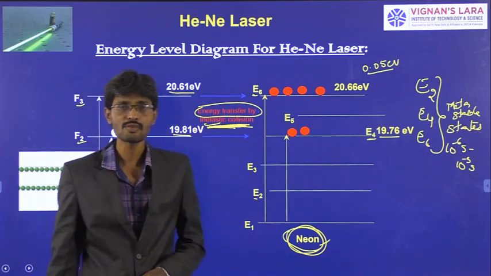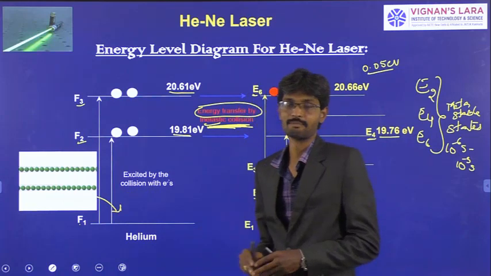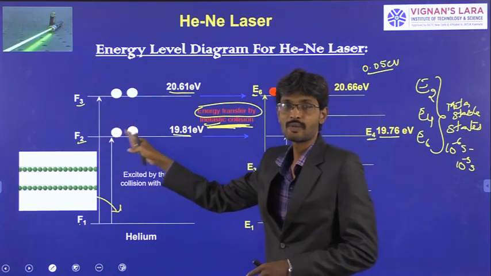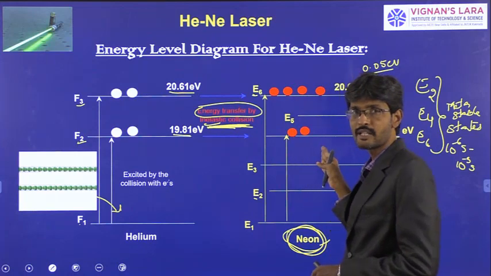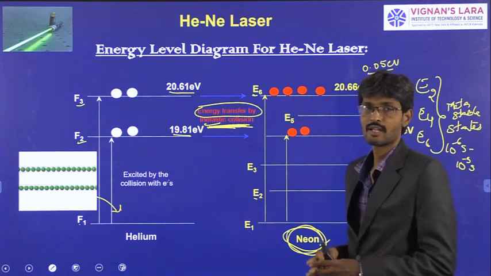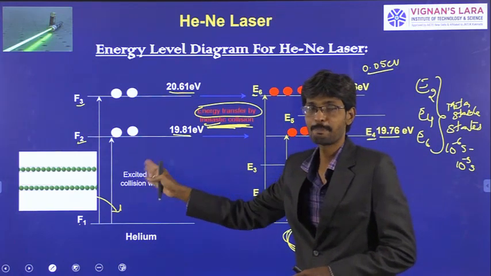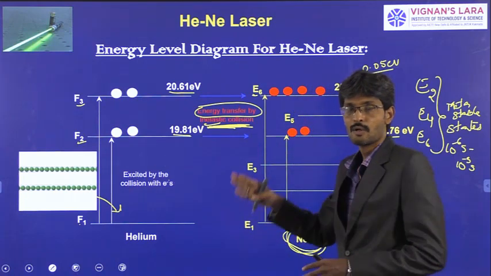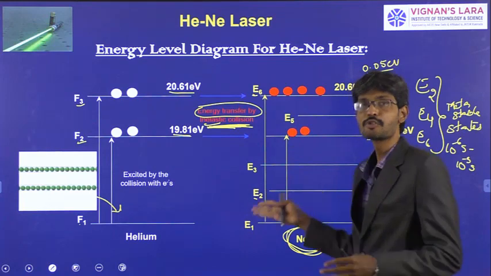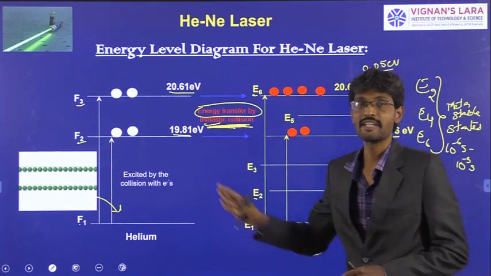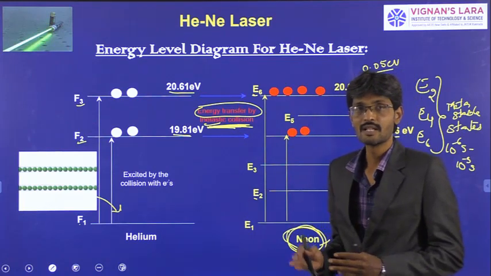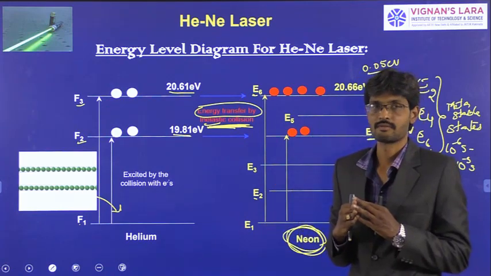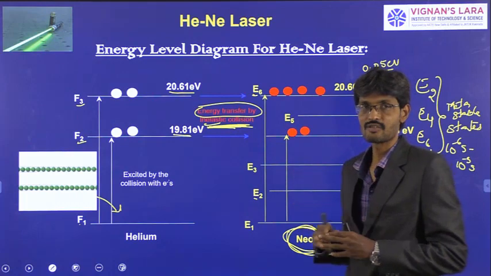Okay. So now you can understand why we have chosen helium. Because helium has the energy levels F2 and F3, which are approximately equal to E4 and E6 of neon. That's why we have taken the help of helium to make the neon produce laser. So helium is helping the neon atoms to excite to the metastable state. So that process has been reached for us.